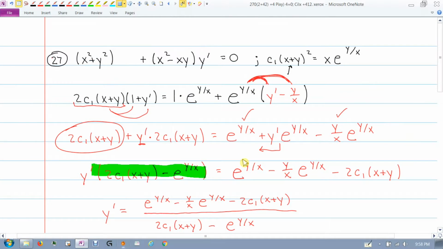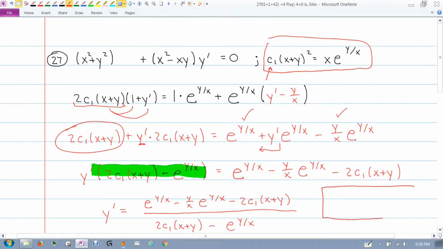So what I'm going to do is I'm going to take this equation that I have right here, okay, this one, and I'm going to solve it for c1. So just keep note here, and I'm going to put it down here at the bottom, put it in a little box over here, that c1 is equal to x e to the y over x over, y over x, over x plus y quantity squared. So all I did was I just divided x plus y quantity squared on both sides.